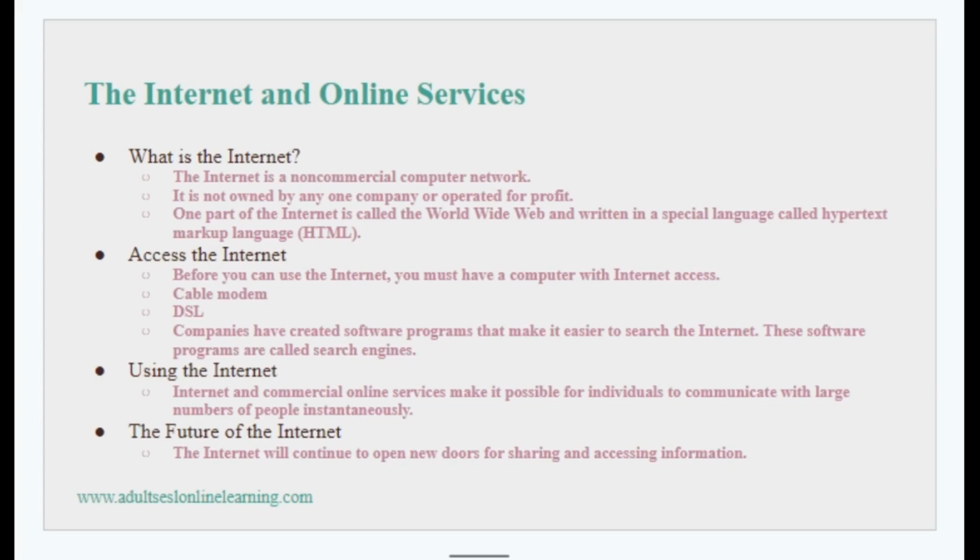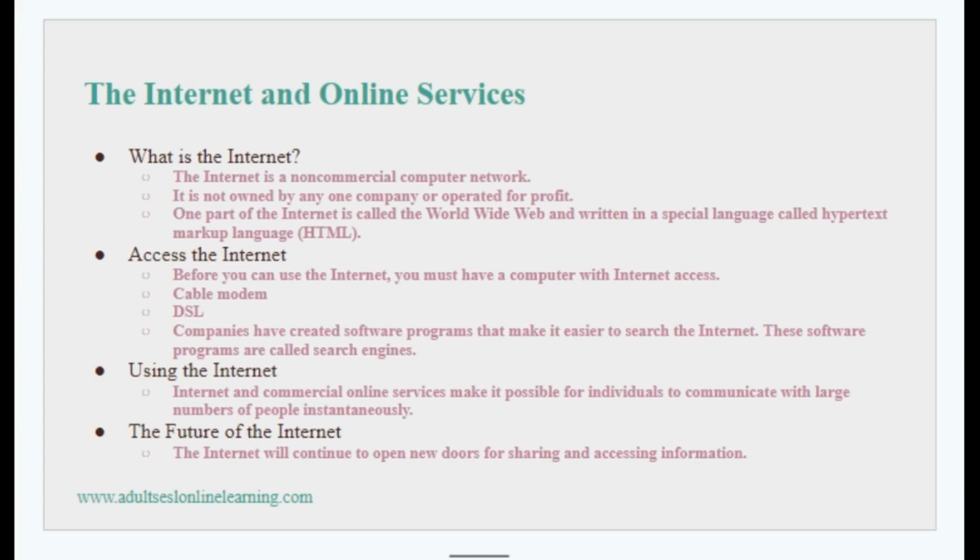One part of the Internet is called the World Wide Web, written in a special language called hypertext markup language, HTML. Access the Internet. Before you can use the Internet, you must have a computer with Internet access. Two of the most common forms of access are through a cable modem or digital subscriber line.